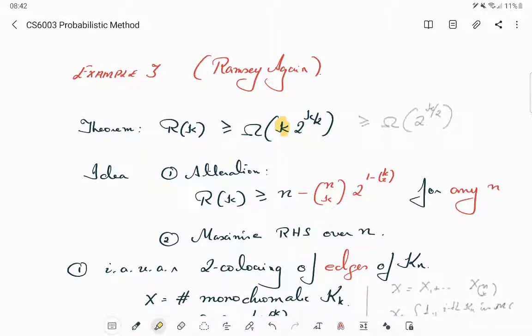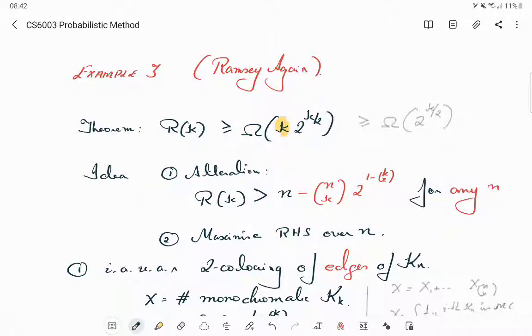Because R of k is the smallest. In fact, that serves as a strict lower bound to R of k, because R of k is the smallest number where any coloring results in a monochromatic k-clique. We have now exhibited this altered graph where there is no monochromatic k-clique, and hence your R of k has to be strictly larger than that.